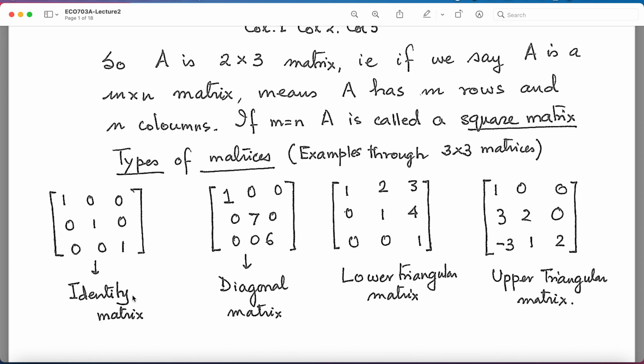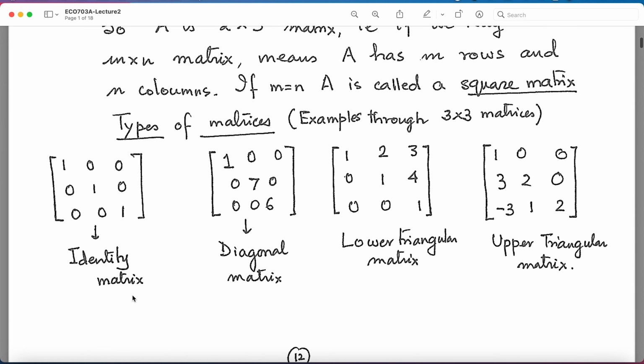Here is a lower triangular matrix. The diagonal elements can be anything, and anything below the diagonal would be 0. Any entry which is below the diagonal would be 0, and there can similarly be an upper triangular matrix where anything above the diagonal is 0.